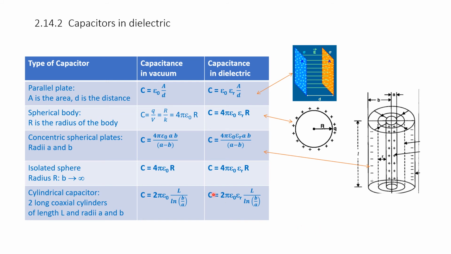For a parallel plate capacitor, the capacitance is given by epsilon naught A by D. For a spherical body with radius capital R, the capacitance is given by C is equal to 4 pi epsilon naught R. Concentric spherical plates: these are the concentric spherical plates, and they have two dimensions, inner radius A and outer radius B. Its capacitance value is given by 4 pi epsilon naught A into B divided by B minus A.